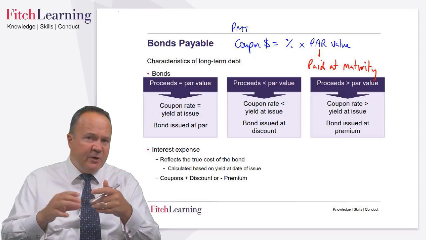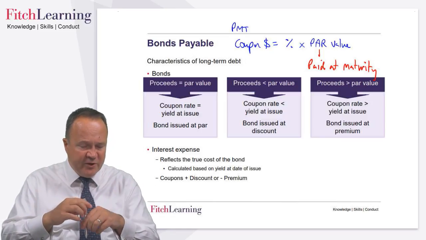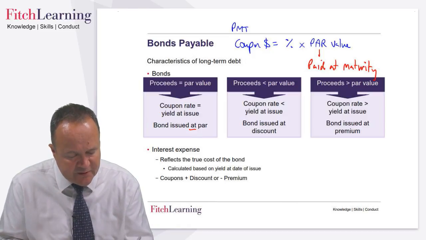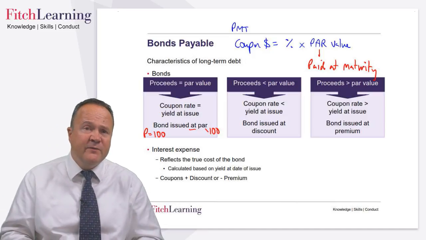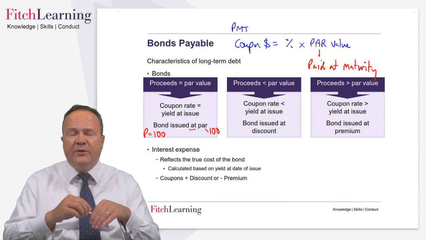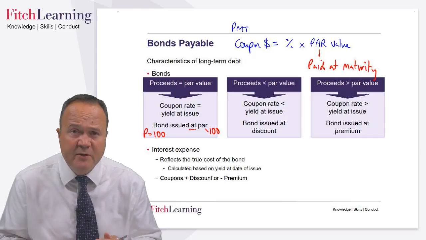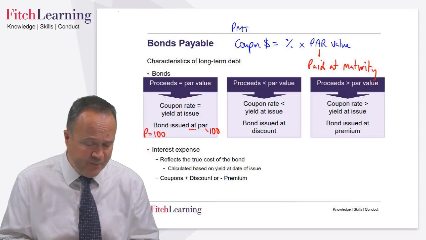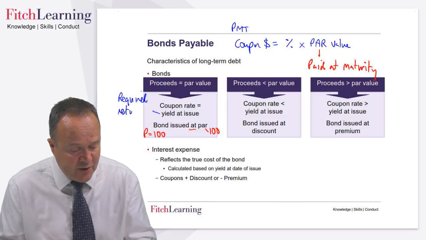So if you issue a bond at par, which is normally what you're trying to do, let's assume the par value is 100, so the selling price is 100. That tells us that investors are happy with the coupon. The coupon rate is the same as the yield they require. So the yield at issue, which might be called the required return, or maybe just use the word yield.